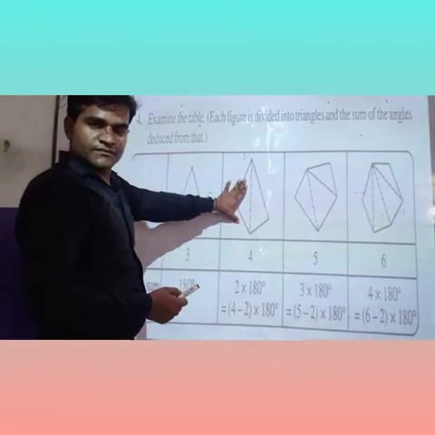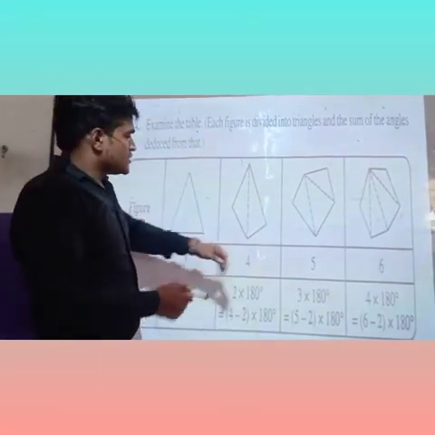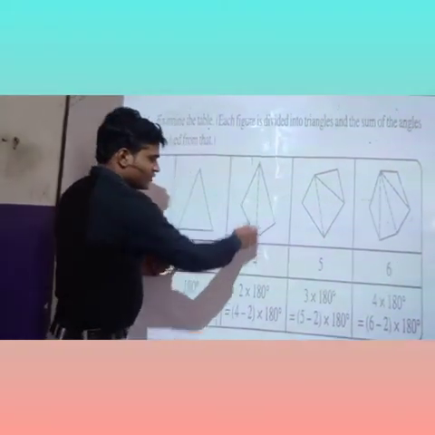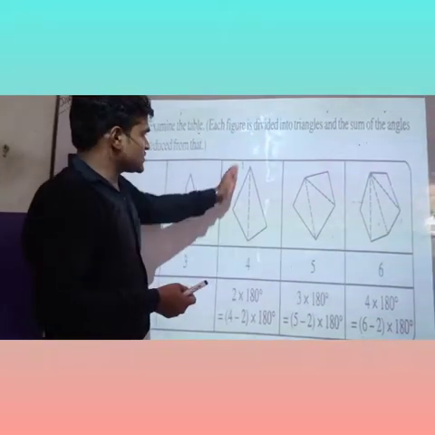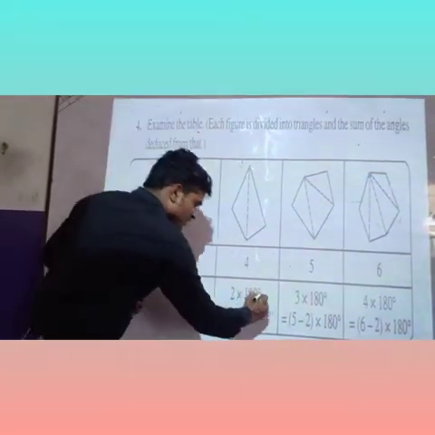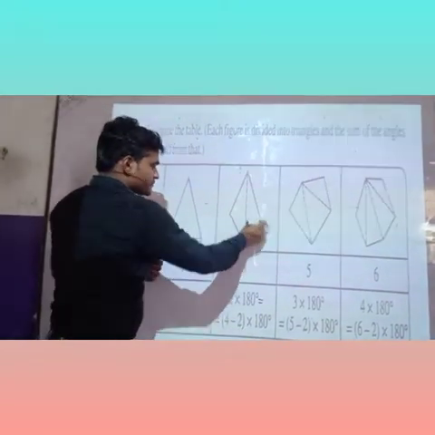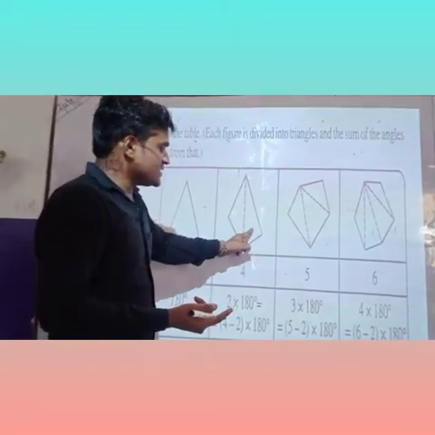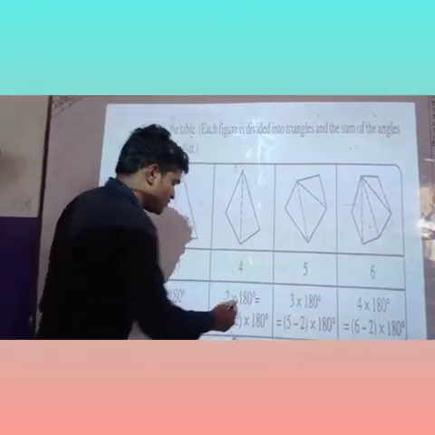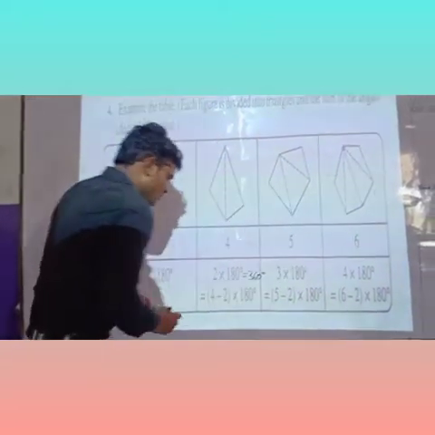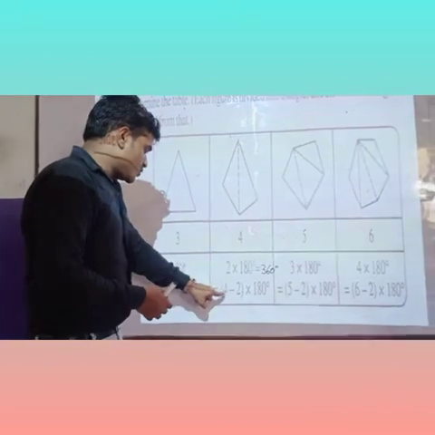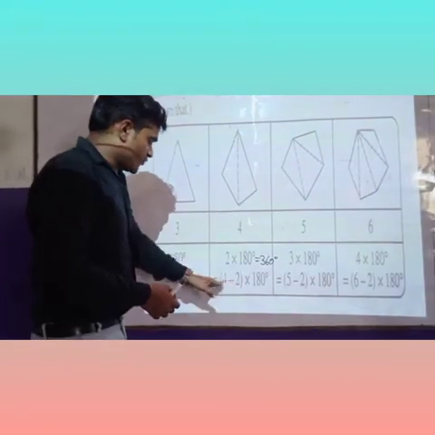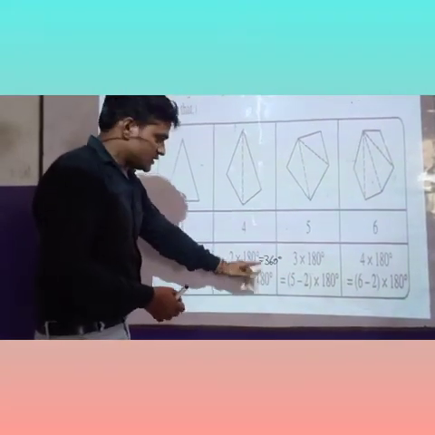Now children, this is a quadrilateral, a 4-sided polygon. We divide it into two triangles. So the sum of angles of this quadrilateral will be 360 degrees. How? Because we know that the sum of angles of a triangle is 180. How many triangles are there? 2 triangles. So 180 multiplied by 2 is 360 degrees. Now we can write 2 as 4 minus 2, because there are 4 sides and the number of triangles is 2. So (4 minus 2) into 180 is 360.